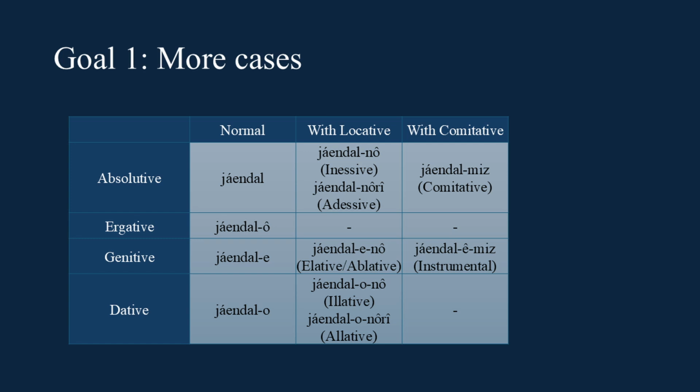So with that, I was able to get in total 11 cases. That doesn't put it at the number of cases used in languages like Finnish or Hungarian, but I don't want something too similar to the Uralic languages.